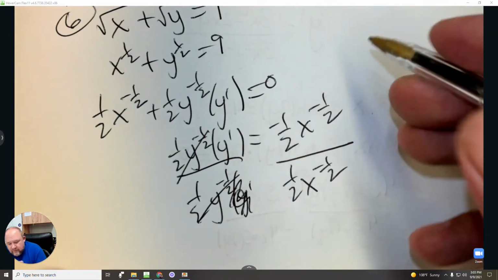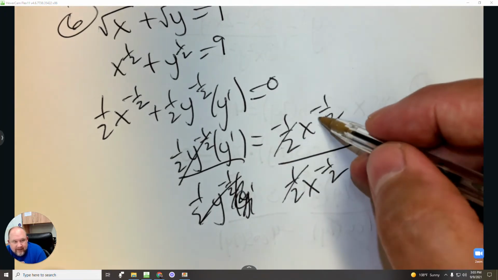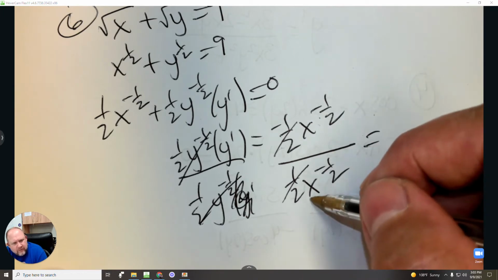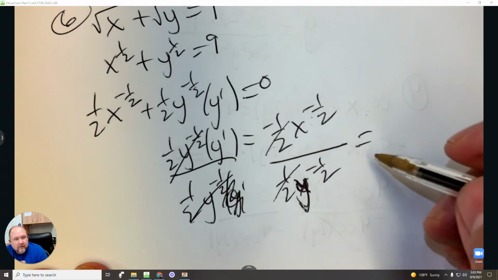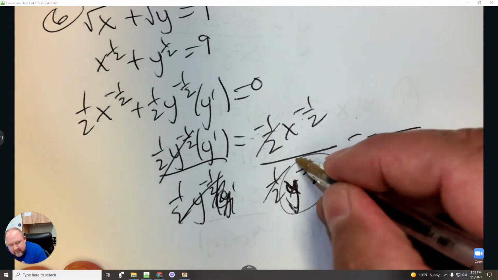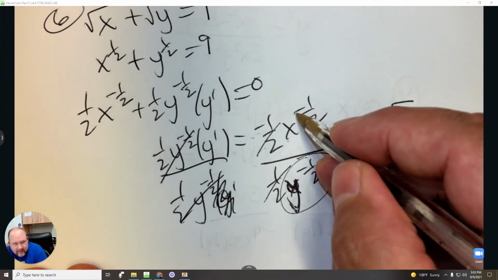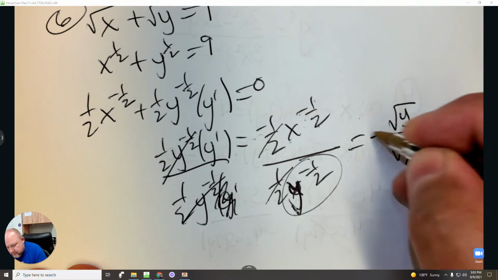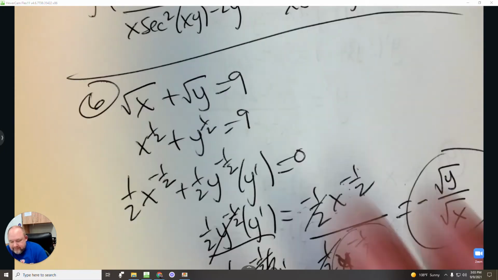Alright, so now this is the answer. Now we can simplify this. The 1/2 does divide out. A negative exponent. Oh, which one's x and which one's y? This should be y that I'm dividing by. Okay. So the answer is negative. But y to the negative 1/2 is the square root of y, and it goes on top. X to the negative 1/2 is the square root of x, but it goes to the bottom. And there's your answer. Number 7.